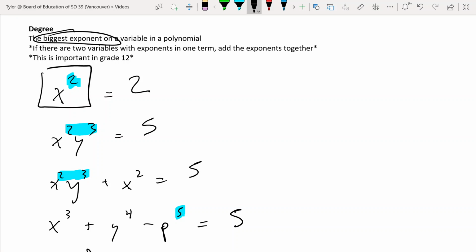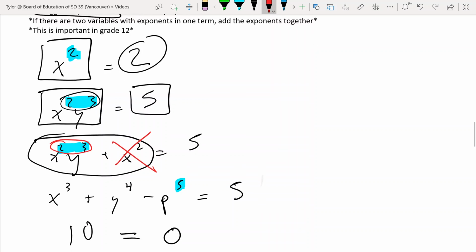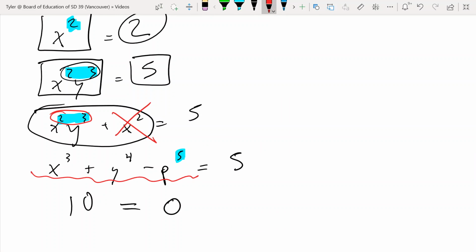So for example, in this one, the biggest exponent is 2, so the degree is 2. In this one, the term has two exponents. There's a 2 and a 3, and they're both part of one term. You actually add those together, so the degree is going to be 5. In this one, okay, there were two terms. I can ignore this one because it has a small exponent, so I'm going to look at this one, and again, add those together gives me 5. If I look at this one, the biggest one is this. Even though it's negative, it still has the biggest exponent, so it's going to be 5.